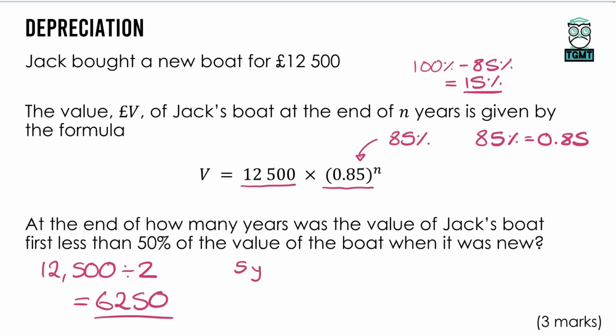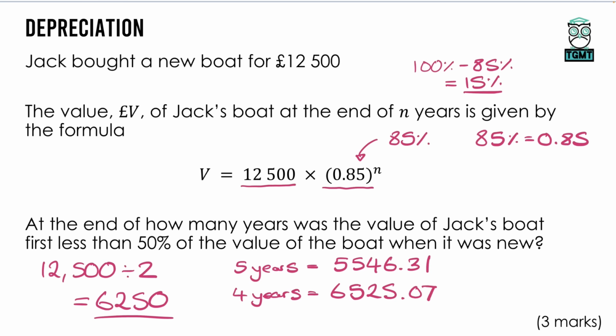So for 5 years, the value of the boat is £5,546.31 if we round it to the nearest penny. Now that's gone way below the 6,250. So I'm going to go back into my calculator, I'm going to delete the 5, I'm going to put a power of 4. Now for 4 years, the value of the boat is £6,525.31.